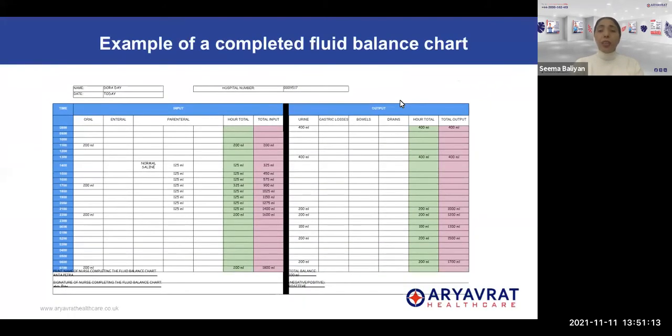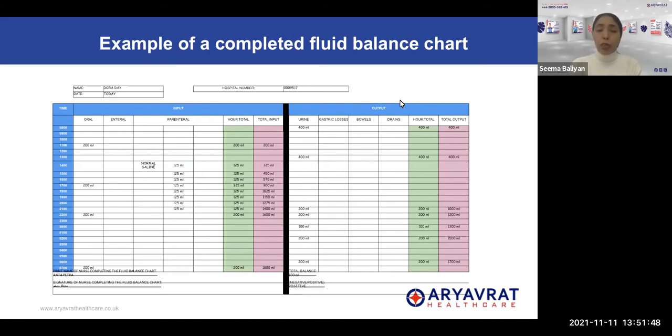I'm giving you an example of a completed fluid balance chart, which is basically how a fluid balance chart is going to look. If we go through the various aspects of this chart, on the very top you will see a place where you will have to write the name of the patient, the date and the hospital number. The majority of the time, this section might already be completed when you are given the fluid balance chart.